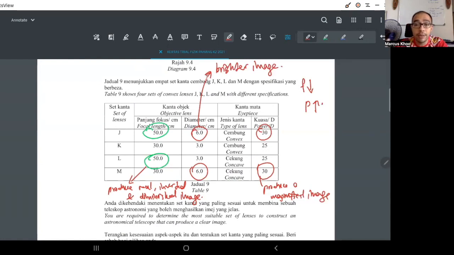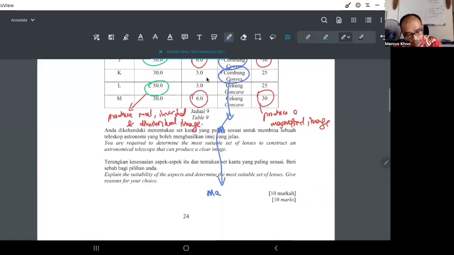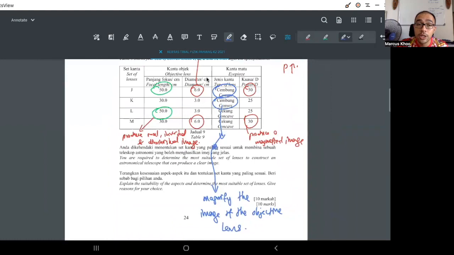Okay, the type of lens. Obviously this is convex lens lah. So we want convex lens, because the purpose of the eyepiece is to make the objective lens punya image bigger. Let me write this over here, panjang. To magnify the image of the objective lens. So when you look at it, the best choice would be J lah.